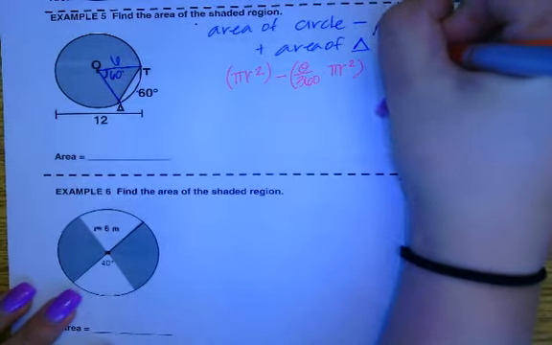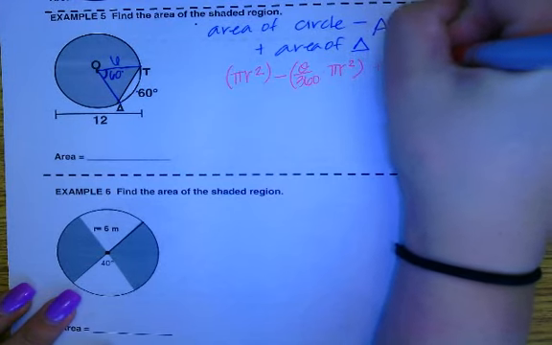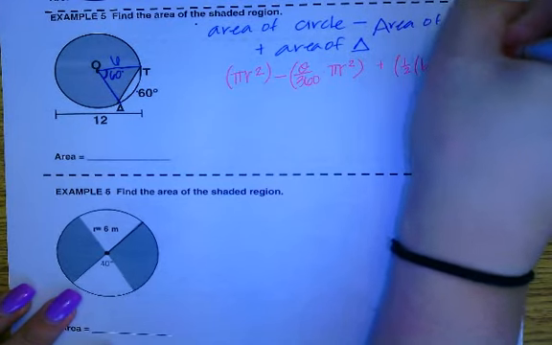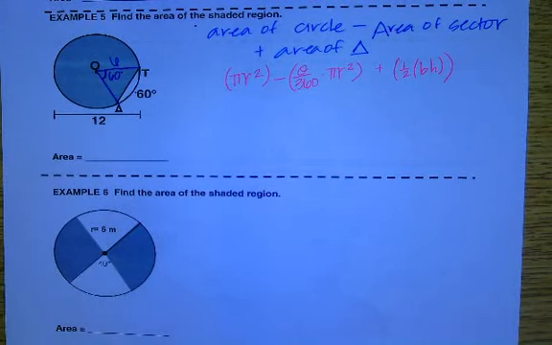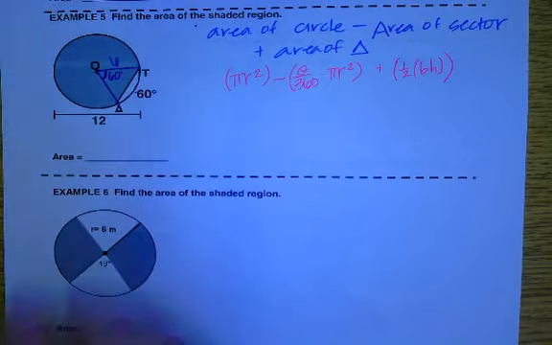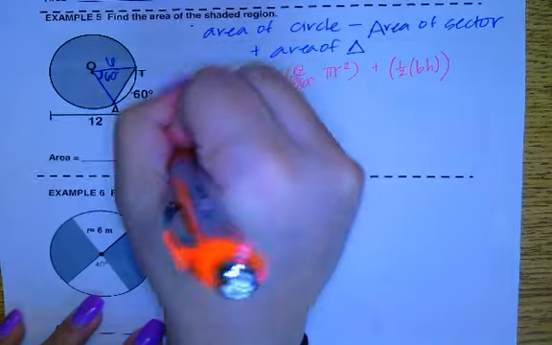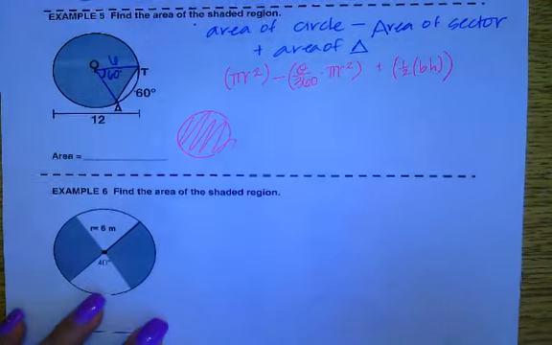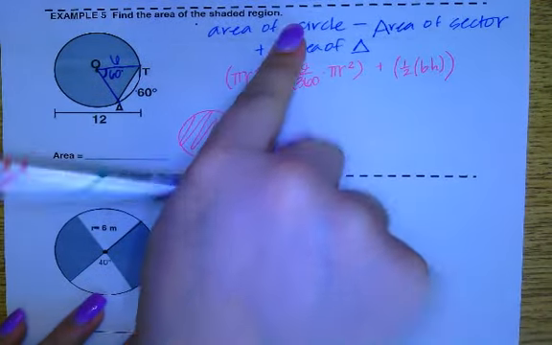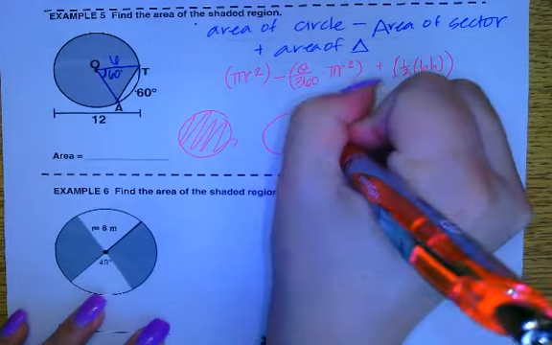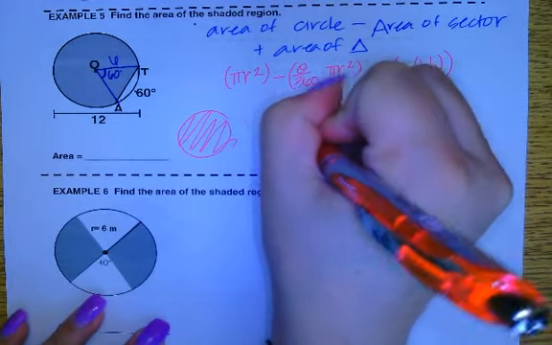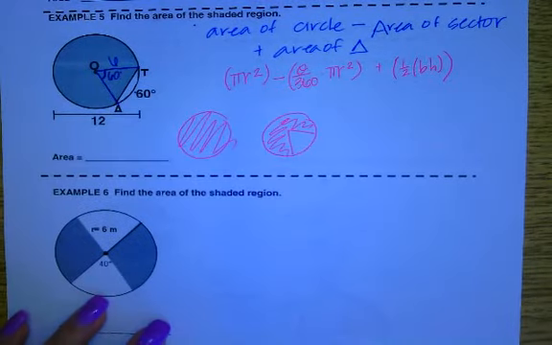Okay, so isn't the triangle inside the circle? Right. That's why you have to add it back. Okay, guys. This is basically what we did. We took the area of the circle, so that whole thing. Now we took out the sector, so now we just have this. Following? Okay, and then we're left with adding the triangle back.